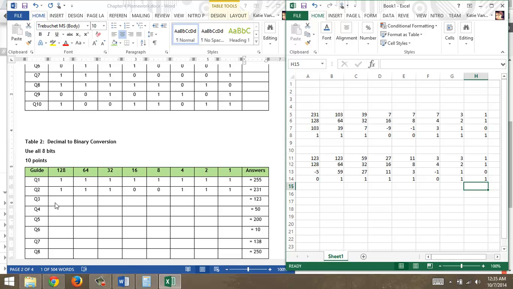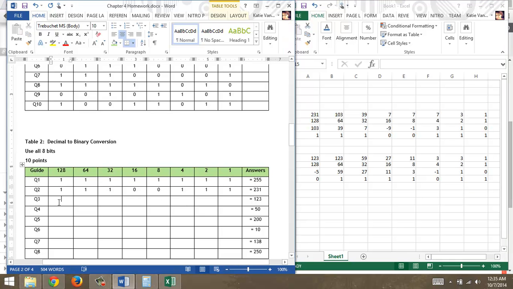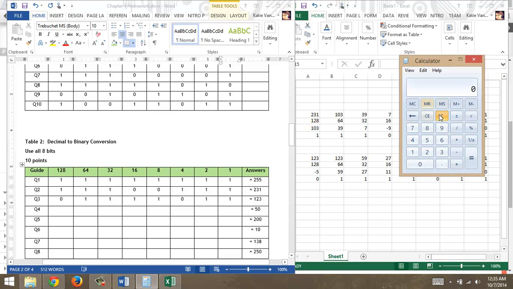So the binary equivalent of 123 is 0, 1, 1, 1, 1, 0, 1, 1. How can we check that? Well, remember, anywhere that there's a series of ones, we add it up. So let's add up 64 plus 32 plus 16 plus 8 plus 2 plus 1 is 123.